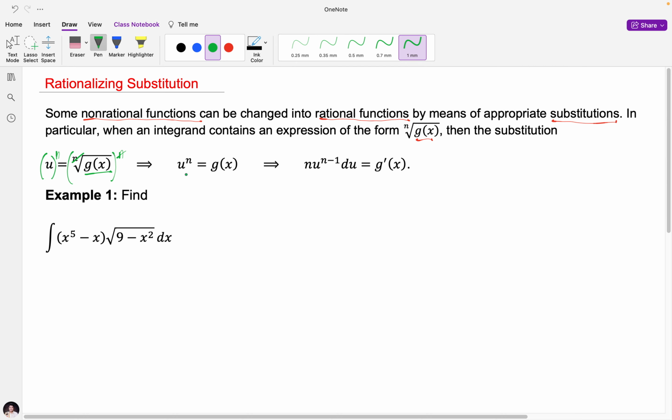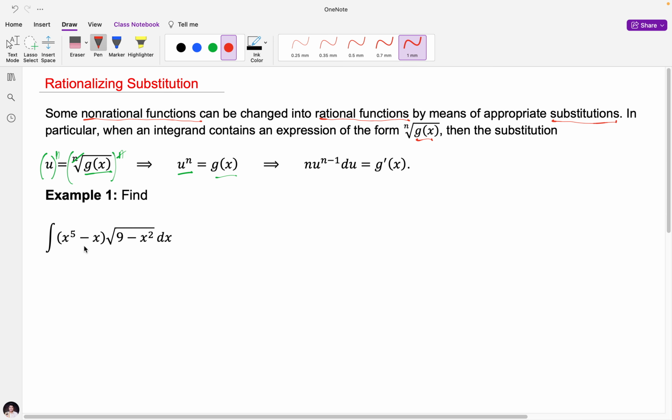Okay? And from that, if we're going to differentiate this one, using power rule, we will have n times u raised to n minus 1 du, and that is equal to the derivative of g of x, and that is g prime of x. Okay? So ang gagawin natin dito, whenever you can see a radical expression, we will let that one as one variable and we will use u. Okay? Sige, para mas maintindihan, let's consider this example.